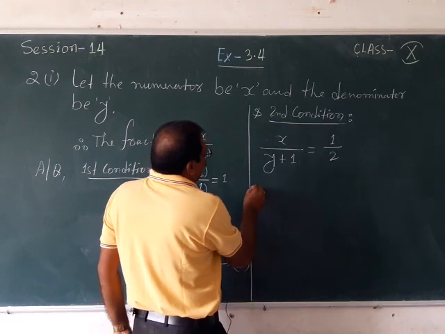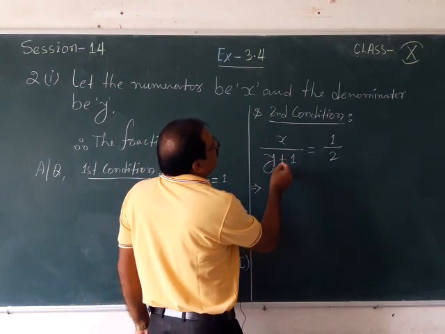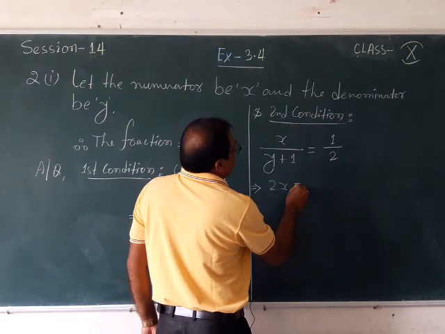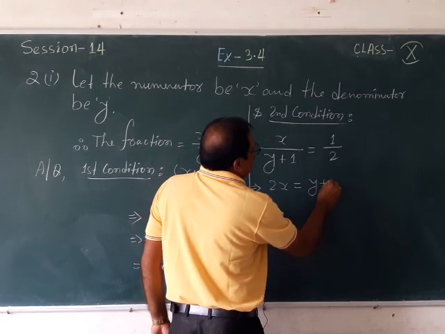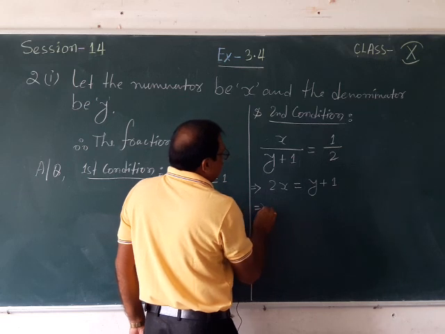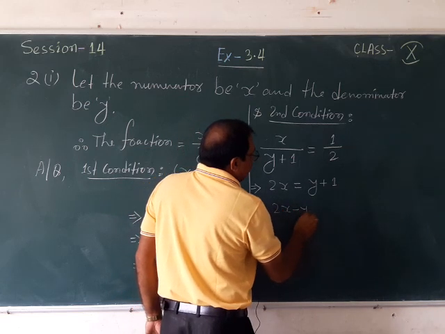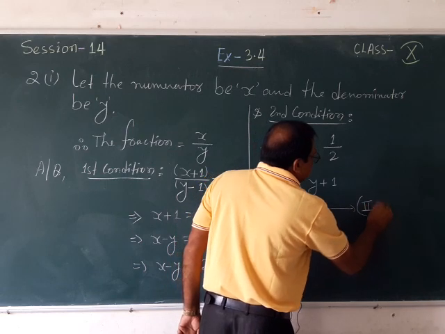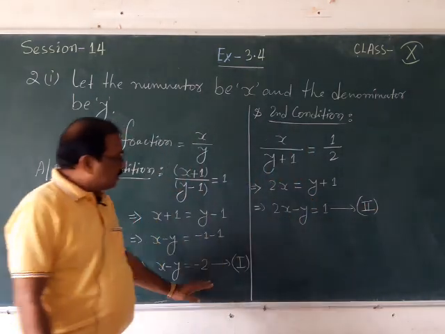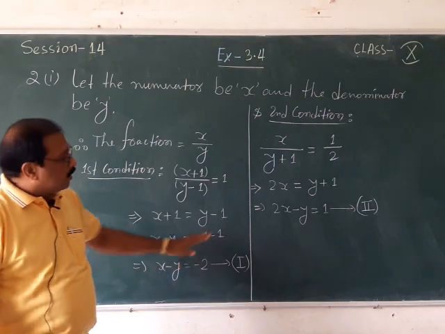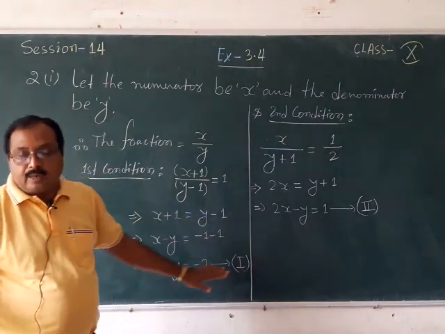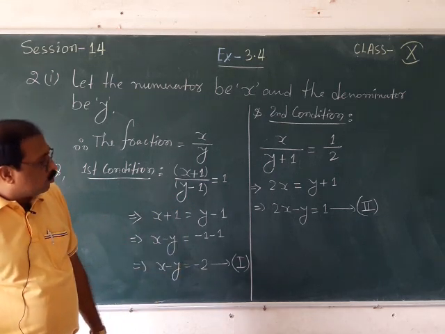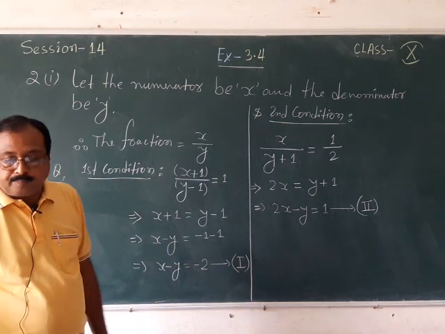By taking this we again need to frame the equation. After cross multiplication, it is 2x equal to y plus 1, and further it will be 2x minus y equal to 1. This is our equation number second. So equations first and second we now have. Now we apply the elimination method to solve it. Till here first you copy down, then I am showing the remaining part of the solution.